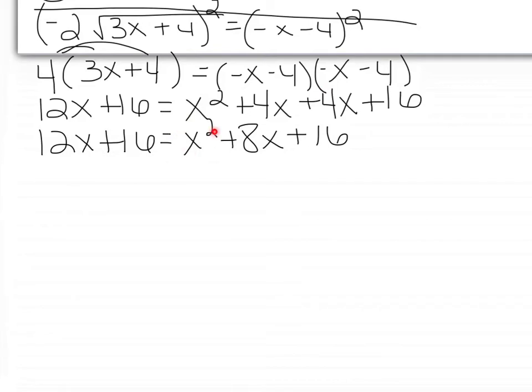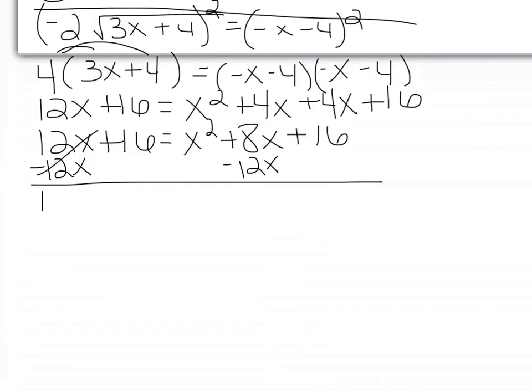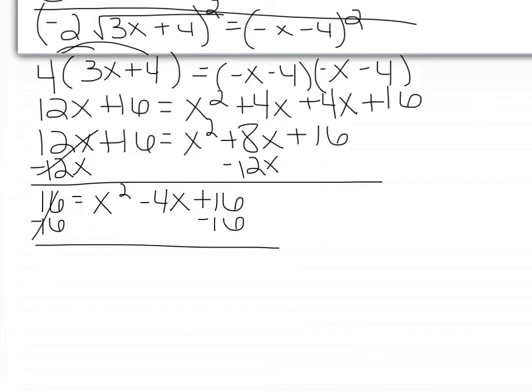That x squared should be a dead giveaway that you're going to need to factor. So we need to move everything from the left side over to the right so my equation is set equal to 0. Because you cannot factor until your equation is set equal to 0. So I'm going to subtract 12x from both sides, leaving me 16 is equal to x squared minus 4x plus 16, and then I'm going to subtract 16 from both sides. That actually cancels on both sides, which just leaves me 0 equals x squared minus 4x.